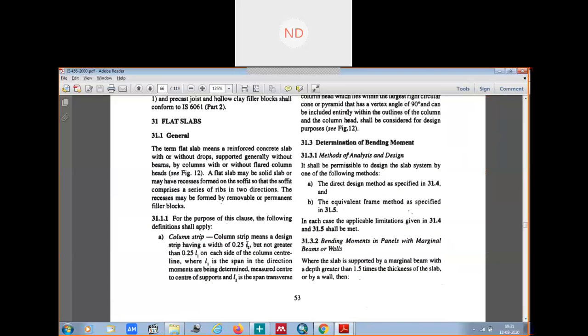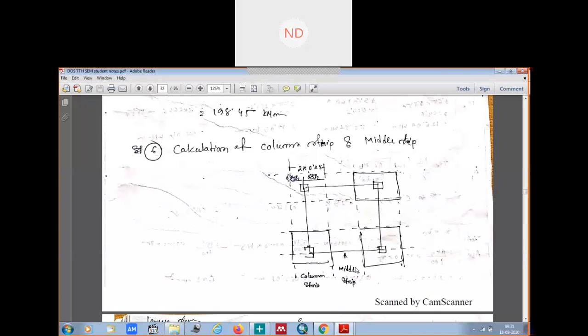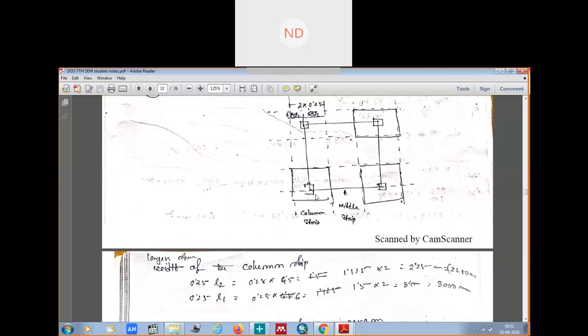Column strip means a design strip having a width of 0.25 L2 but not greater than 0.25 L1. That means you have to calculate both 0.25 L2 and 0.25 L1. Whichever is smaller will be this distance, from the center of the column on both sides, from all the sides. Now for that we have to calculate which one is smaller, 0.25 L2 or 0.25 L1.